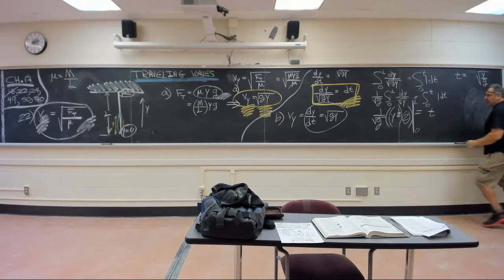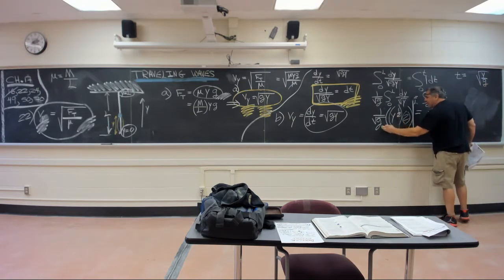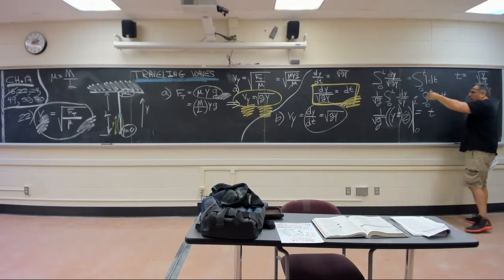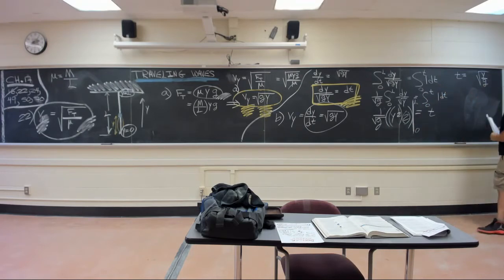So this is just the square root of y, and that's the square root of g. Square root of y divided by the square root of g is the square root of the quotient y over g. You got the 2 right here. You're going to evaluate that from 0 to L. Well, the 0 doesn't do anything here, but the L does. You put it right here.